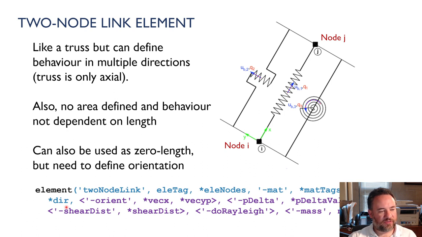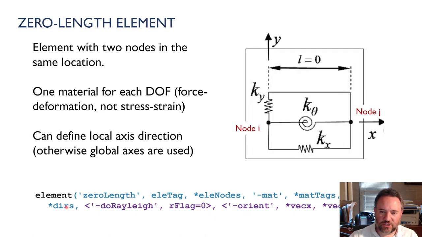Similarly, I can have an element that is kind of like a zero-length element in that it has those springs. I should also mention, for zero-length elements, I can't provide stress strain in my materials. Right? Why? Because this element has no area. It has no cross-sectional area. It has no length. So how can I define deformation based on strain? I can't, right? For the truss, it had a length. So if I have a certain strain, that means I can define what the deformation is, right? Because it's just the strain times the length. But here I don't have a length and I don't have an area.